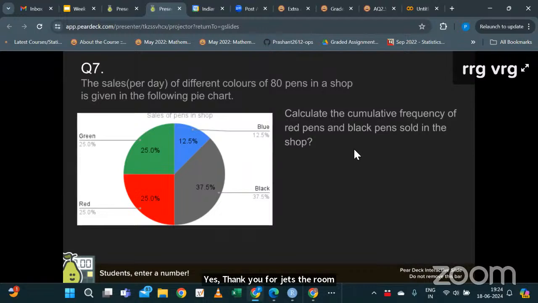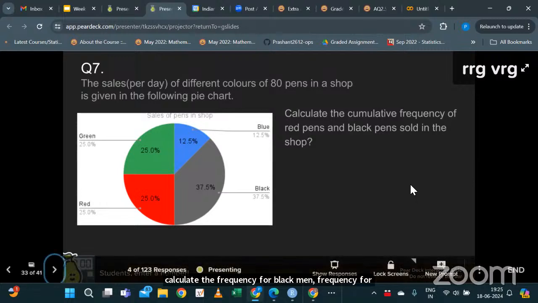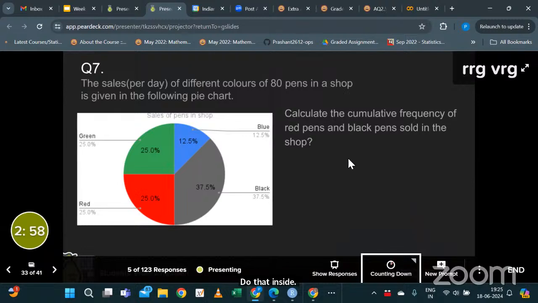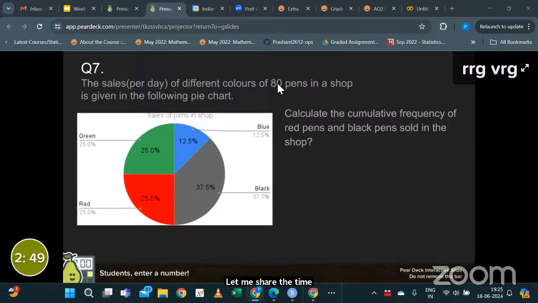Based on this concept, the next question is that you have to calculate the cumulative frequency of red pens and black pens. First of all, you have to calculate the frequency for black pen and the frequency for red pen, and then do the addition. I'm going to give you 3 minutes for this question. Just solve it. Done, sir.